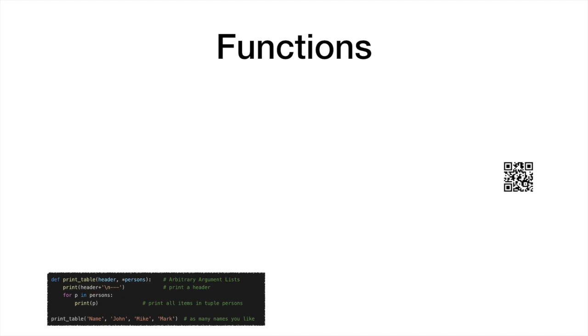Let's consider now the case in which we aim to pass to a function an argument list of arbitrary length. Function printTable takes 2 parameters, header and persons. The asterisk before persons indicates that the function may take an arbitrary number of variables when it is called.